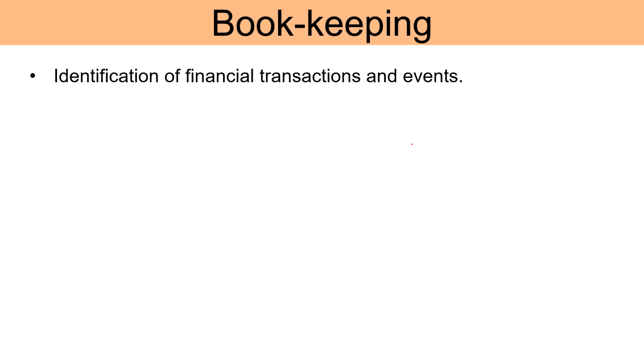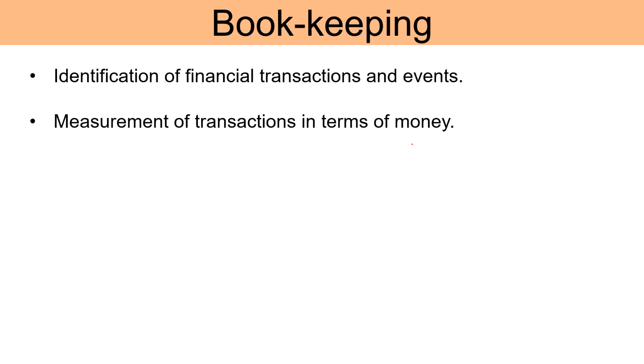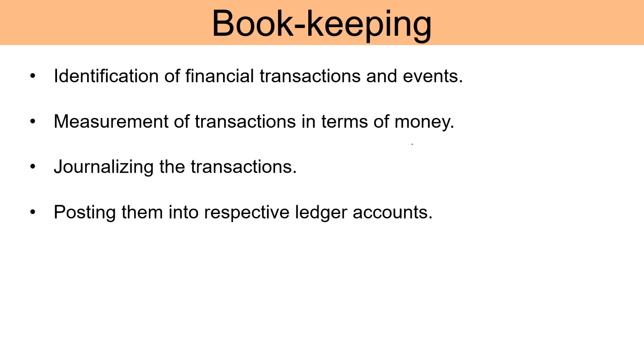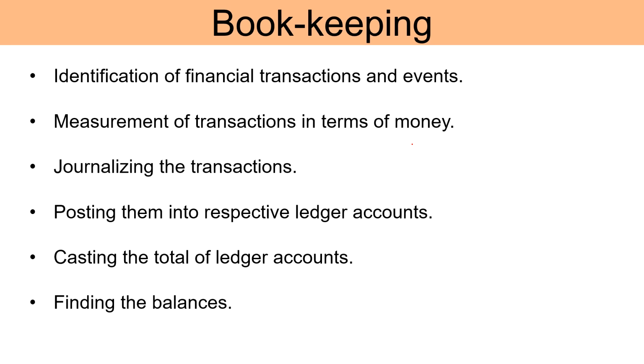So, bookkeeping involves identification of financial transactions and events, measurement of transactions in terms of money, journalizing the transactions, posting these transactions into respective ledger accounts, casting the total of ledger accounts, and lastly, finding the balances. Therefore, bookkeeping is all about systematic recording of transactions in the journal and then posting these transactions into ledger.